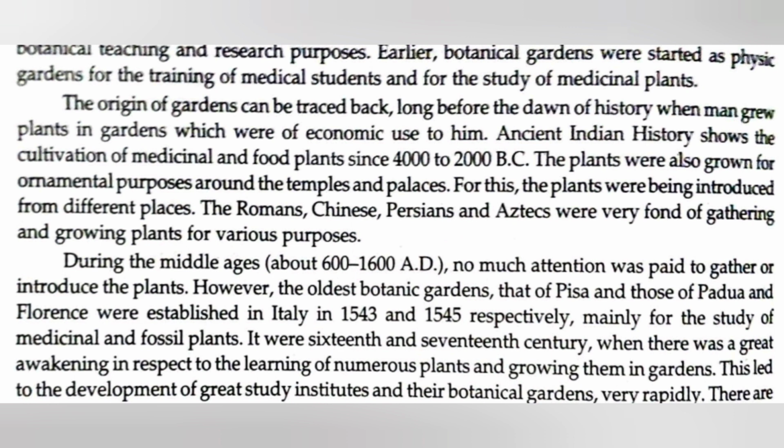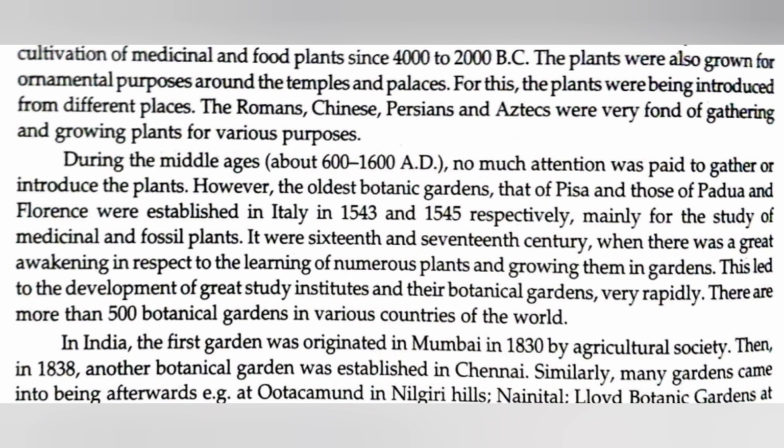It was in the 16th and 17th century that there was a great awakening in respect to the learning of numerous plants and growing them in gardens. Means it is the middle of the age, that is 1543 to 1545. There was a great awakening to grow plants, and this led to the development of great study institutions and their botanical gardens very rapidly. As a result, there are more than 500 botanical gardens in various countries of the world.